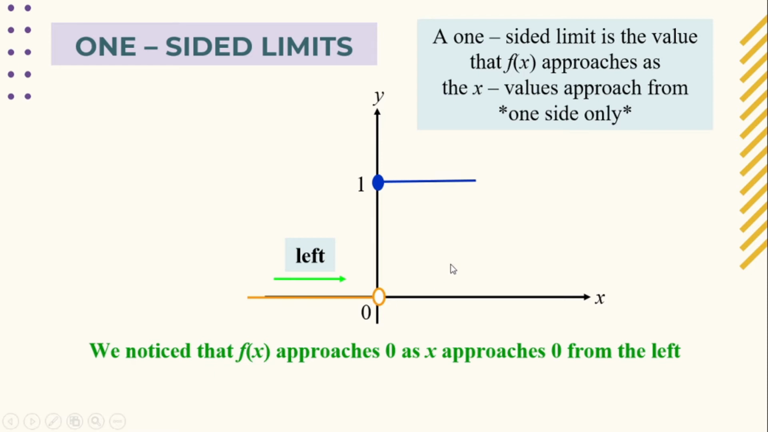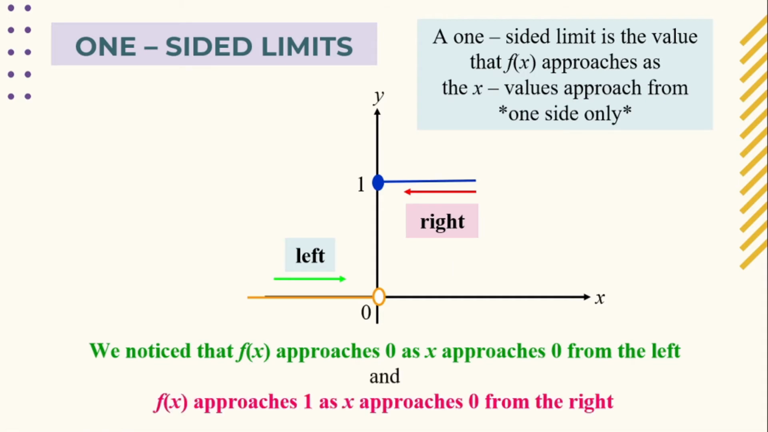Likewise, if we stay to the right of x equal to 0, f(x) approaches 1 as x approaches 0 from the right. It means the function, or the blue line, is moving in towards a value of 1 when we get closer and closer to x equal to 0.